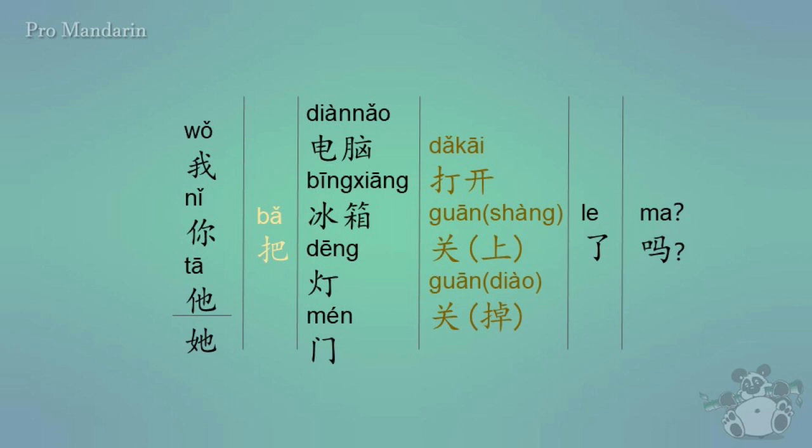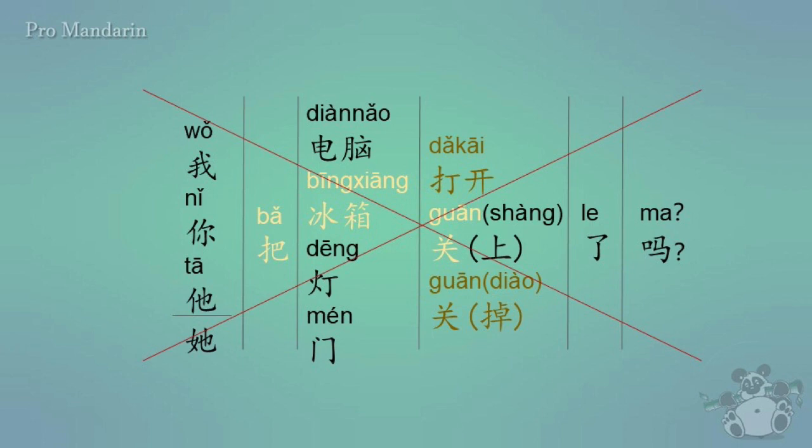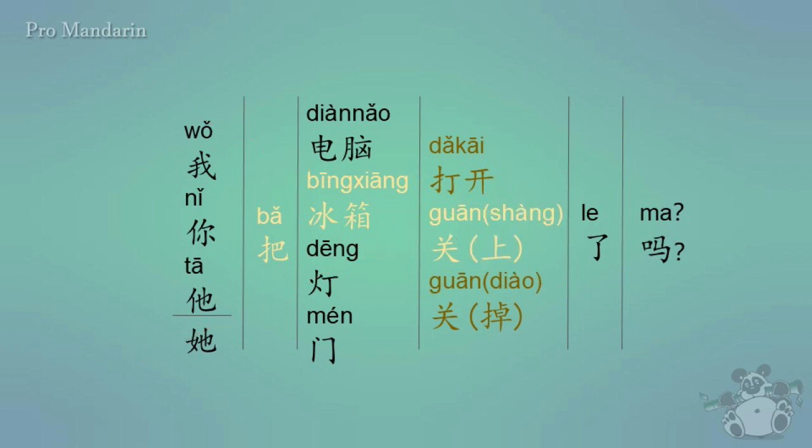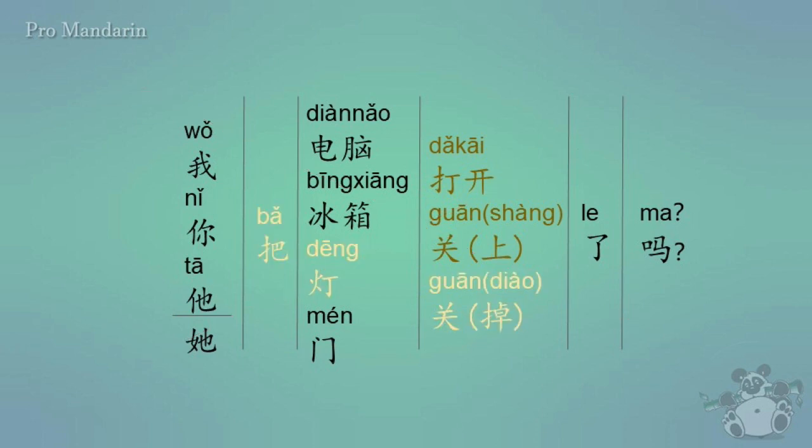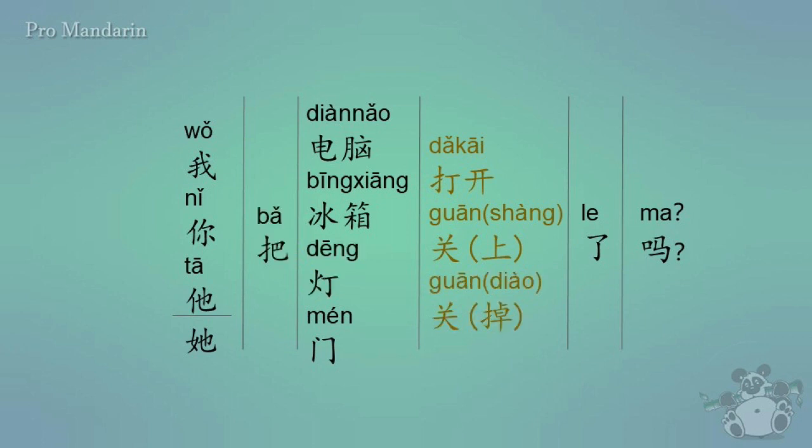However, we're going to add in a couple other little things here. We're going to add in 上 over here, and then we have the other one, 掉. Now, typically for these electrical items, we're going to say 掉 with it, and then with items that we actually need to shut, like let's say the refrigerator or the door, then we're going to say 上. So instead of just saying 把冰箱关, we're going to say 把冰箱关上. This is how you tell someone to shut the fridge, by the way. And instead of saying 把灯关, we're going to say 把灯关掉, which is how you tell someone to turn off the light.